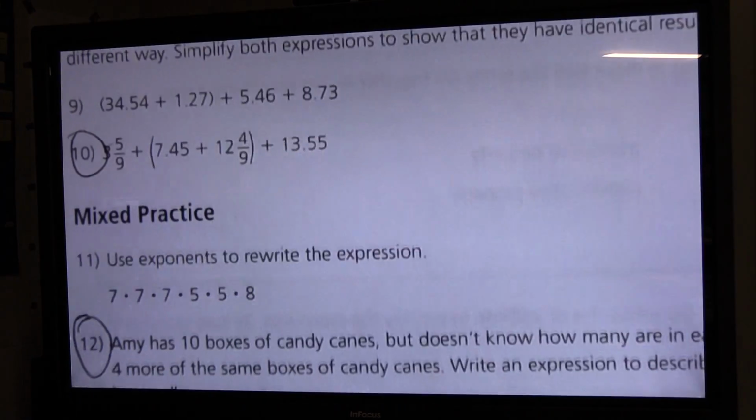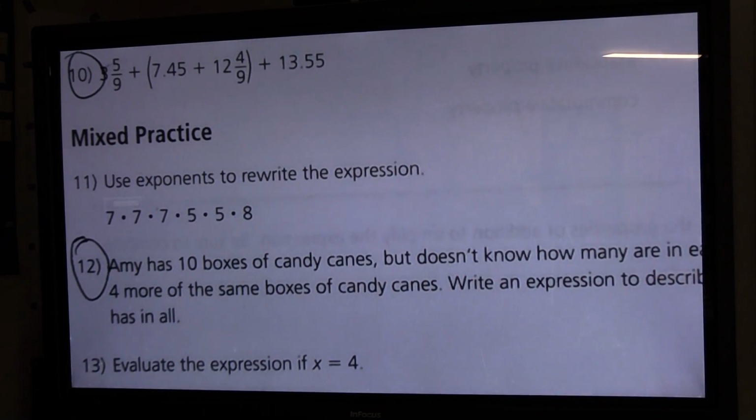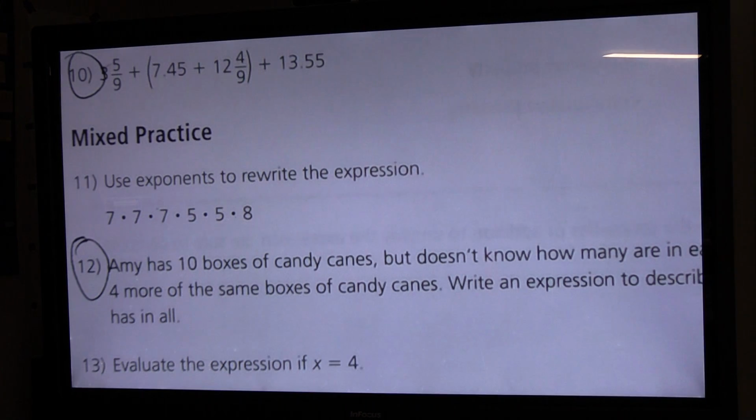Okay, number 10, I'm going to focus on this one. First thing I'm going to do is figure out what math practice would help me solve this, and then I'm going to go ahead and solve it. So the math practice I'm going to use here is number 3, using what I know about the associative property of addition. I'm going to solve or evaluate the expression, and then I'm going to evaluate exactly the way it's written using the order of operations.